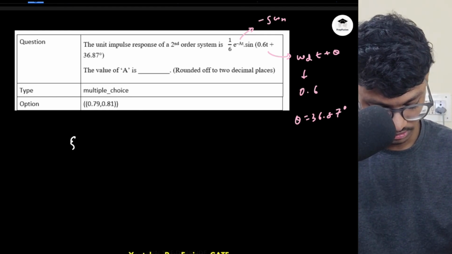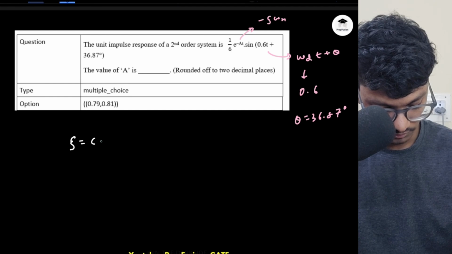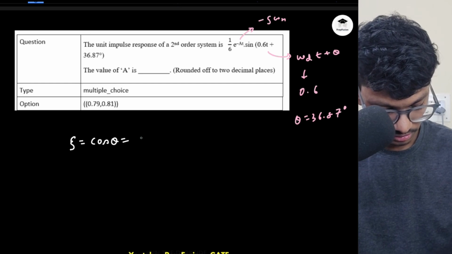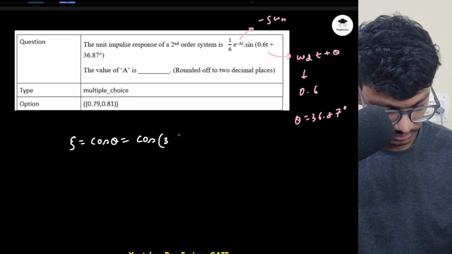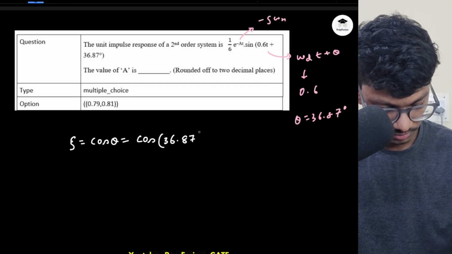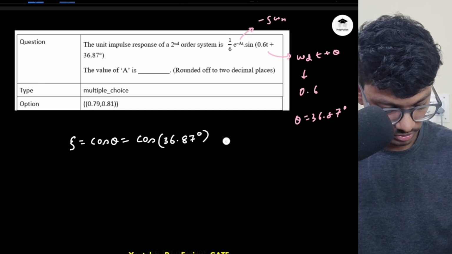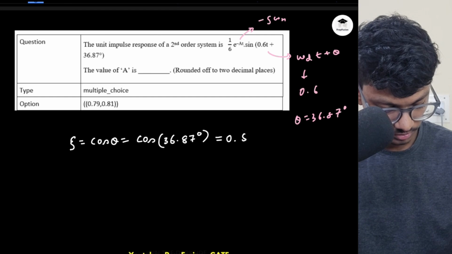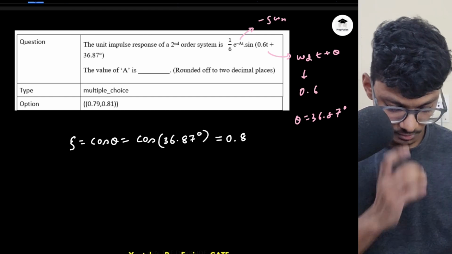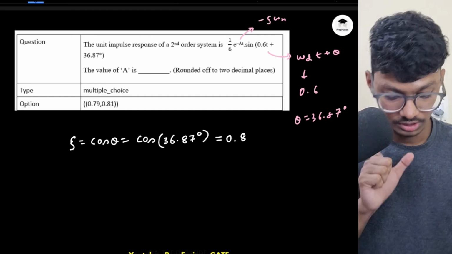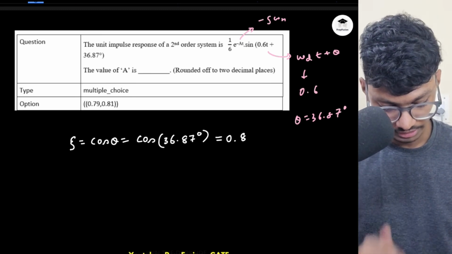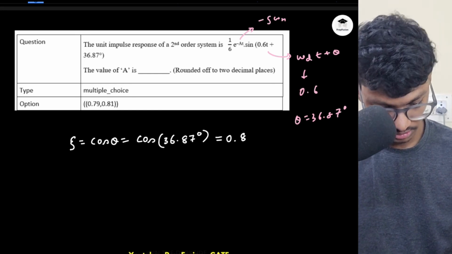Zeta will be equal to what? Zeta will be cos of theta. So it will be cos of 36.87 degree. So this will be equal to 0.8. Now this value is equal to 0.8. Damping ratio I know is 0.8, and my omega d is 0.6, right?